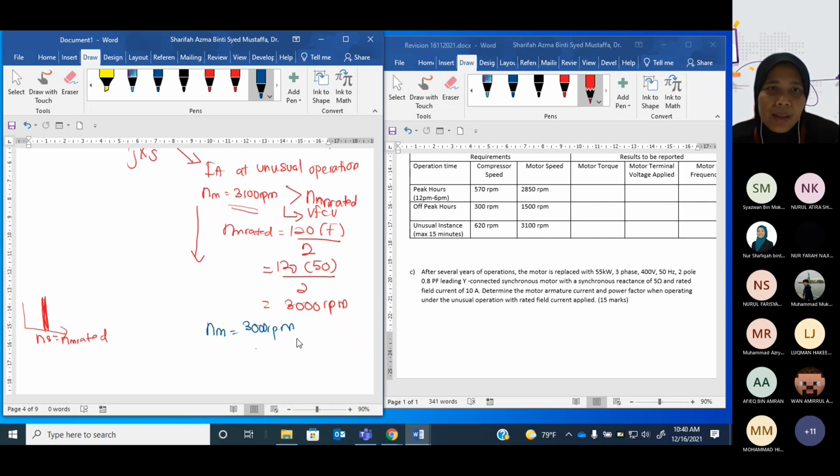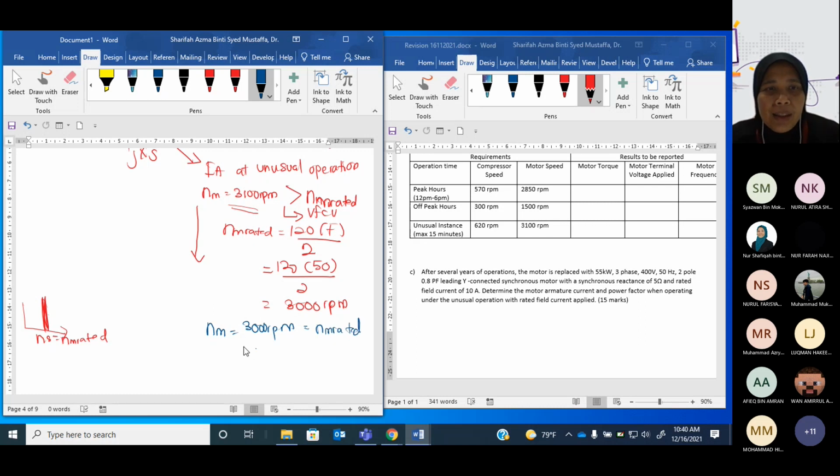Ni penting ni sebab it is based on your ID. Tiba-tiba you put your ID, your operational speed is equal to your rated speed. So which control strategy you want to use? Is it variable frequency, constant voltage or constant V over F? Tiba-tiba Nm ni equal to Nm rated.